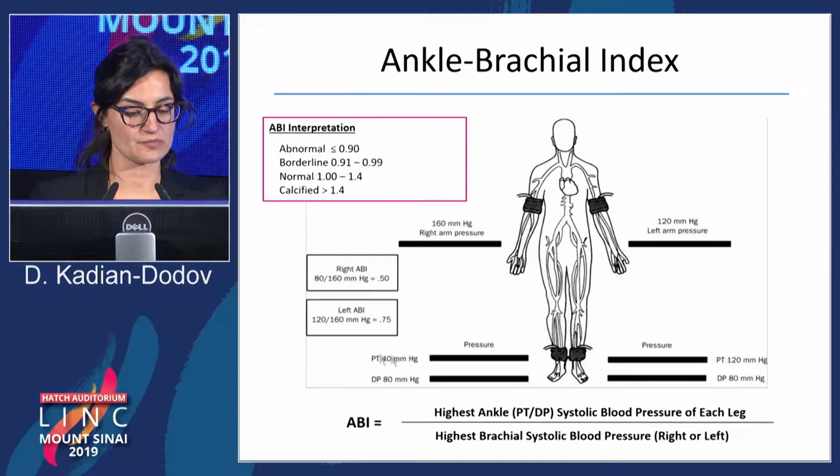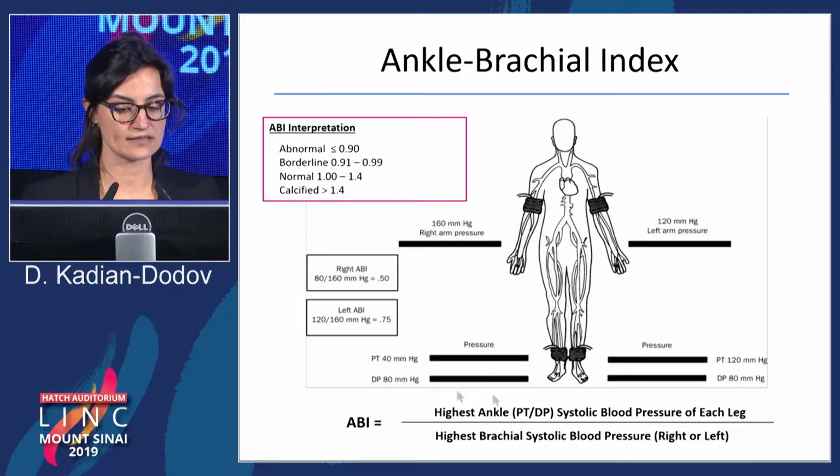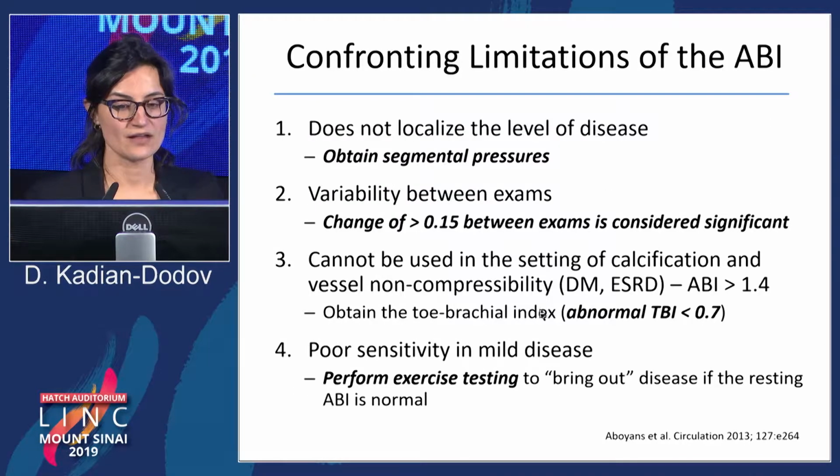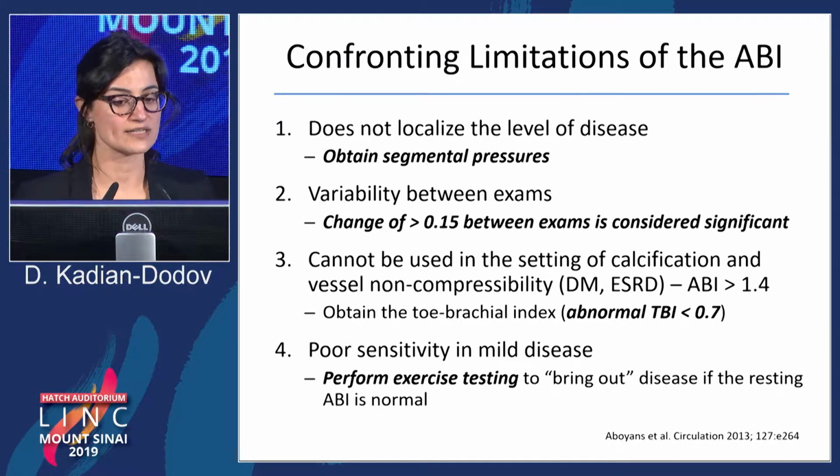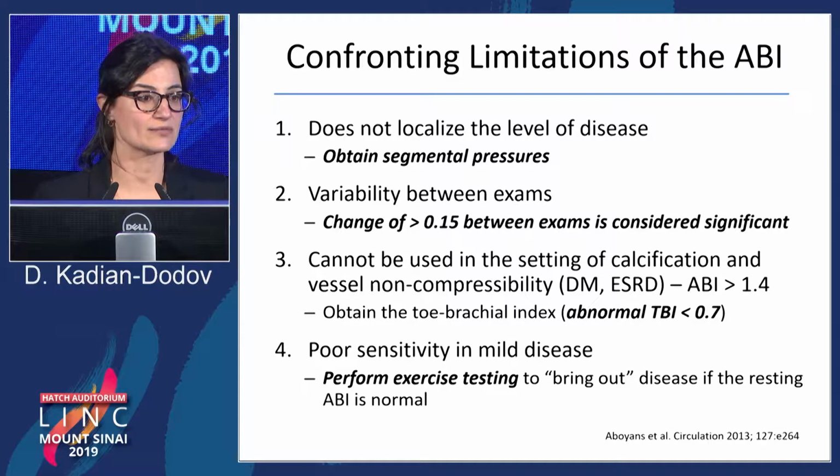And then you want to take the higher of the feet. So you check both the PT and the DP when we do our ABIs, and we're going to take the higher of those two, and that's because it's the most specific for the diagnosis. So that would be on the right side 80 and on the left 120. So we have an ABI of 0.5 and 0.75, which are both abnormal. So this tells us there's a blockage somewhere between the arm and the ankle. What it does not tell us is where. So how can we get that information?